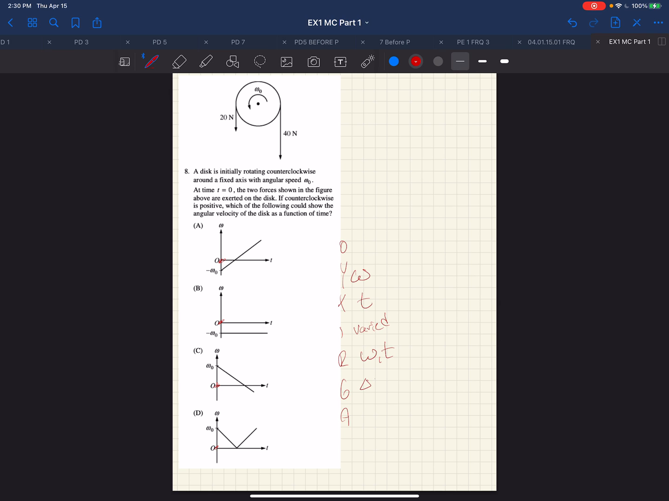The gradient is delta omega over delta t, which is alpha. The rotational displacement is the area, which is omega times delta t, which is delta theta. All right, so let's read the situation.